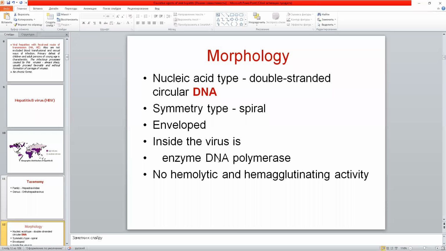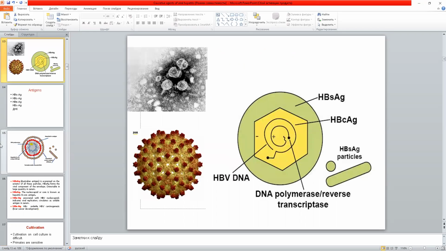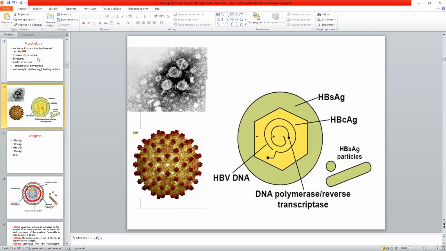So we have just a few medicines for treatment of viral infections: chemicals, and of course, immunobiological preparations. So in this case, it is possible to destroy this DNA polymerase. Lamivudine is used for treatment. Then, morphology and structure of viruses. This is an electron microscopy photo of the blood of a patient with hepatitis B.